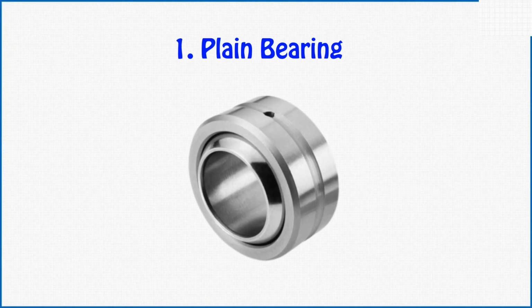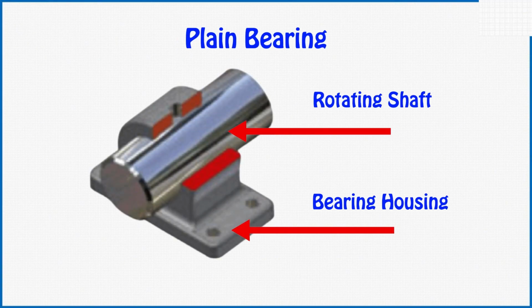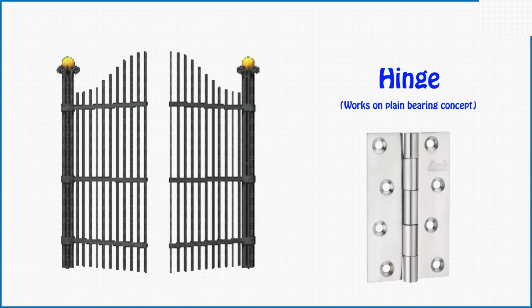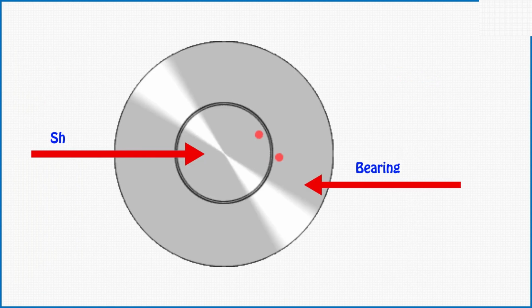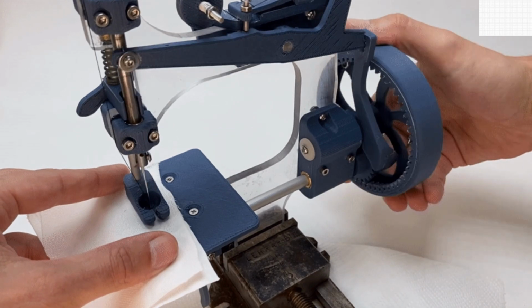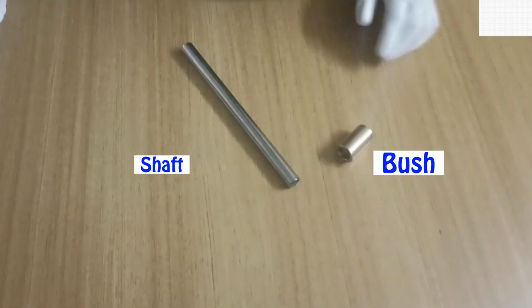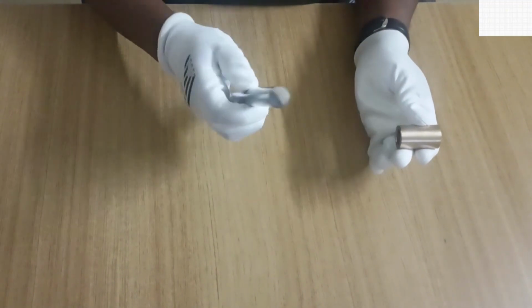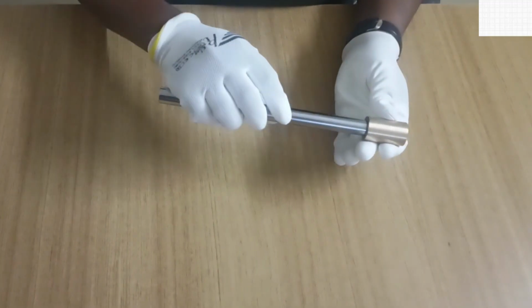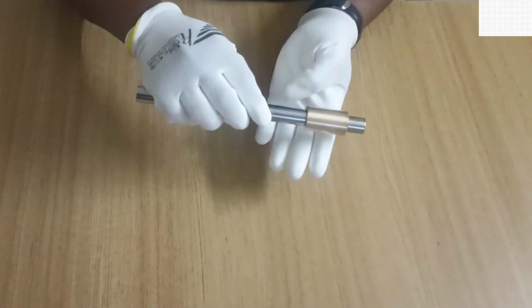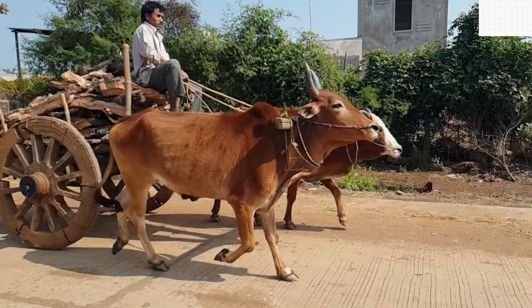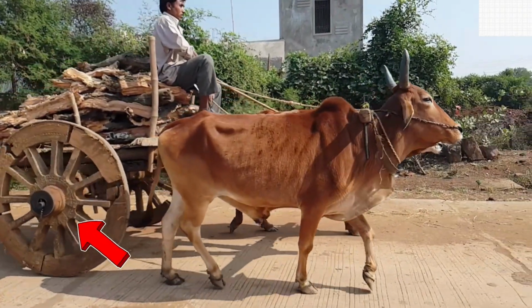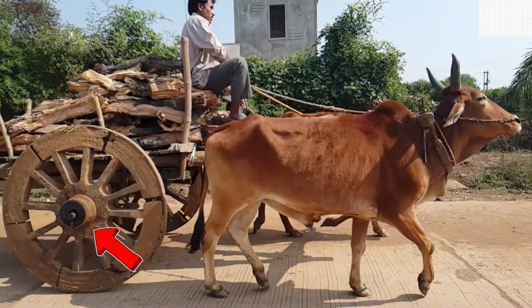Plain bearing. A plain bearing is a simple type of bearing that supports a rotating shaft. Plain bearings work on sliding principle between the shaft and the bearing surface. A plain bearing typically consists of 2 main components: the shaft that rotates and the bearing surface, which is usually a cylindrical sleeve or bushing. Lubrication is essential for plain bearings to reduce friction and wear between the shaft and the bearing surface. Plain bearings are used for heavy load carrying capacity and where higher speeds are not required.